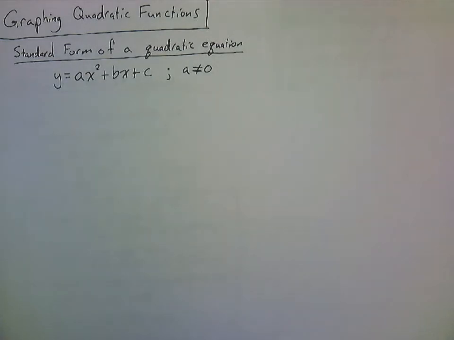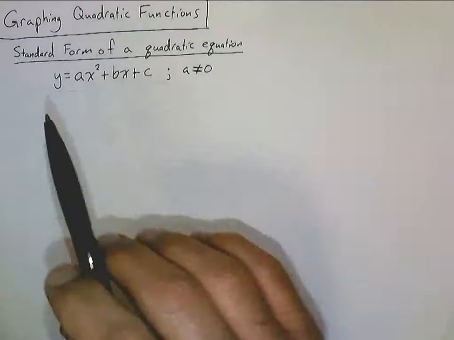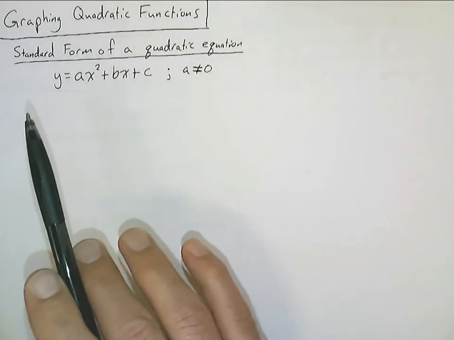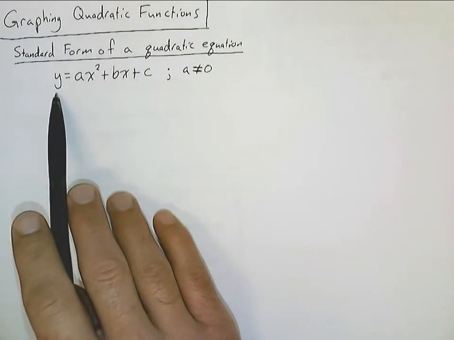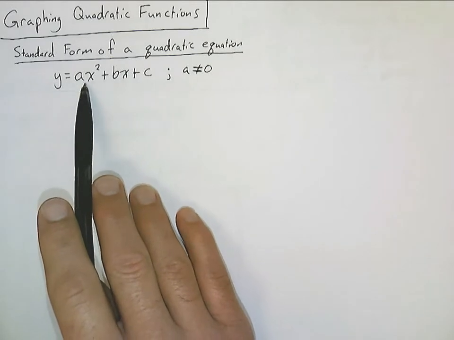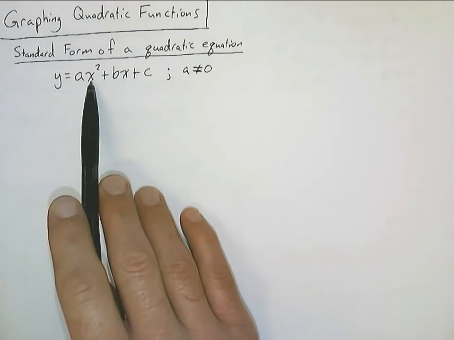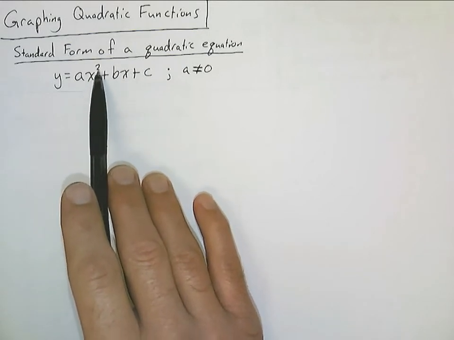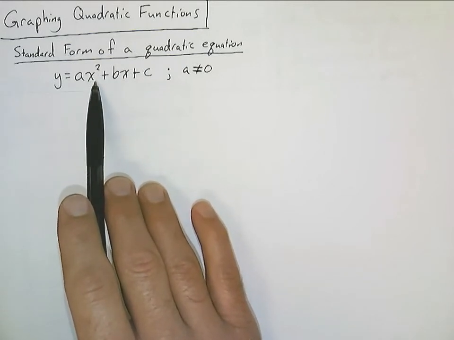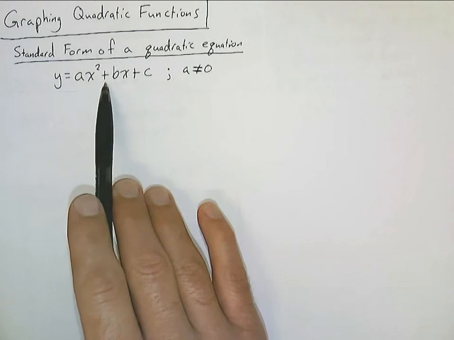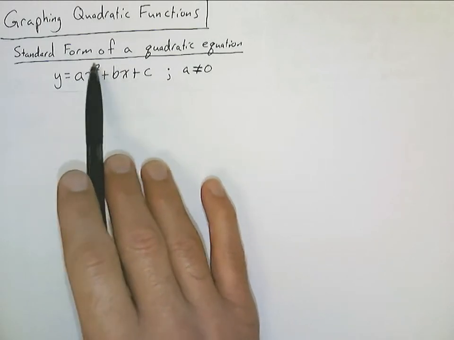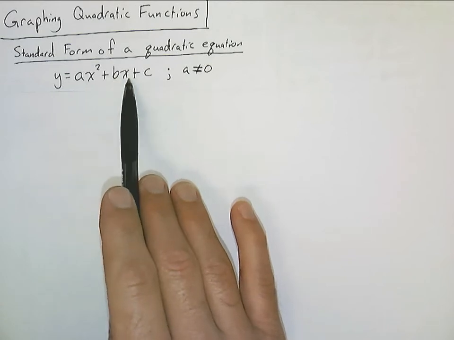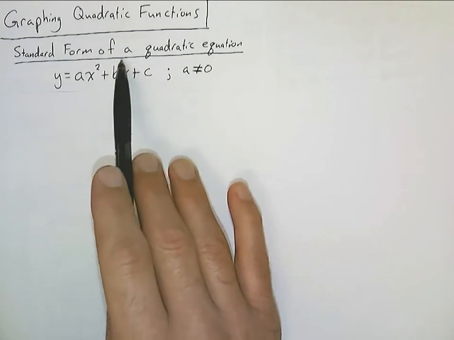So let's start off with a little bit of review. Basically, the standard form of a quadratic equation or a quadratic function is always going to look like this. Your dependent variable y is going to equal some number a times the independent variable x, but this x is going to be squared. The squaring right here is what makes it quadratic. But then to that quadratic term, we're going to add on number b times x. This is what we call the linear term.